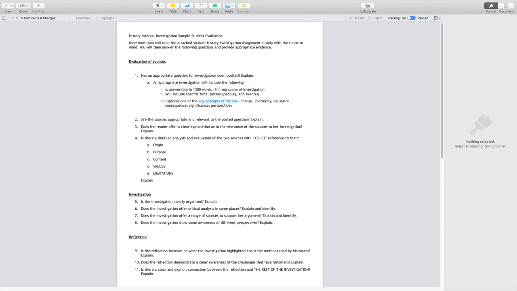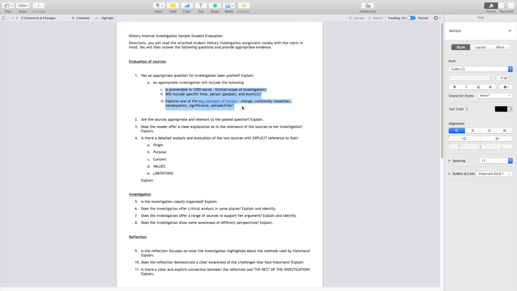History, internal investigation, sample student evaluation. So the first thing that you're going to do is look at whether or not there has been an appropriate investigation. So here is the criteria for an appropriate investigation, and then you of course want to explain.